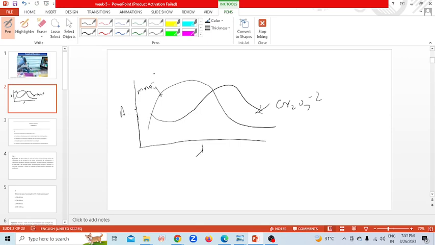then it will give an additional peak. So first it will give a peak, then it will give a Cr2O7 peak, and this will be the final peak of your mixture of analyte.